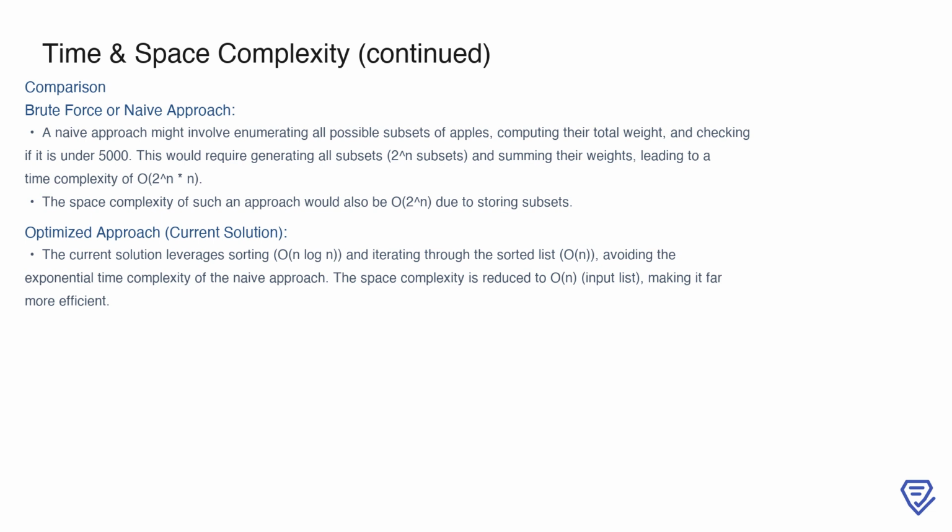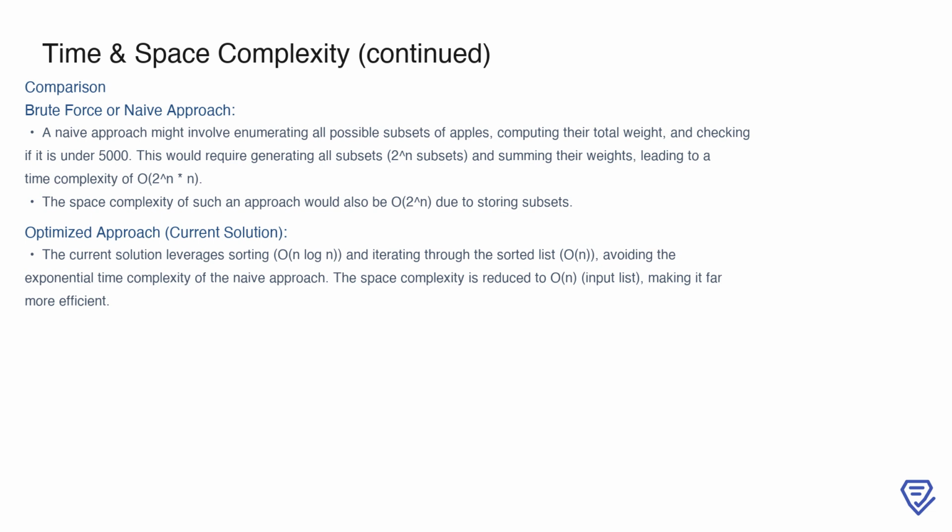Let's compare this optimized solution to a brute force approach. A naive method might involve generating all possible subsets of apples, calculating the total weight for each subset, and checking if it stays under 5,000. Since there are 2 to the power of n subsets, and summing the weights of each subset takes O(n), the time complexity of this approach would be O(2^n * n). The space complexity would also be O(2^n), as we would need to store all these subsets. In contrast, the current solution avoids the exponential growth in both time and space.